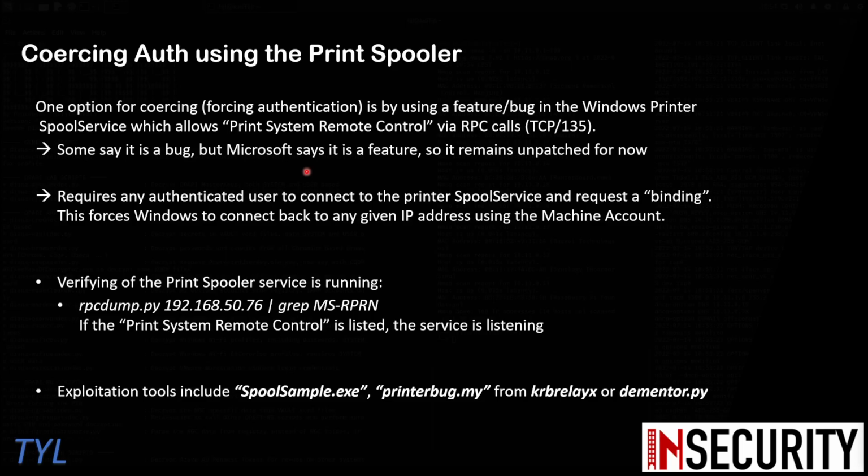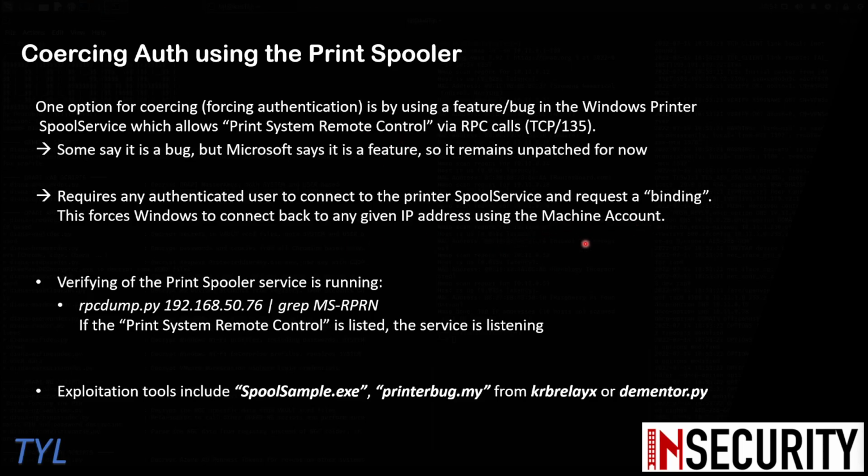There are like 20 different ways of coercing. This is just an example. There are even some coercing methods that do not require authenticated credentials or authenticated users. In this case, for the print spool service, it works better with one. So it requires an authenticated user to connect to that visible spool service, and it requests a binding. It's actually very similar in operation to the log4j vulnerability a couple of months ago, and it uses that binding to force Windows to connect to a given IP address, which we can specify, which then happens using the Windows machine account.